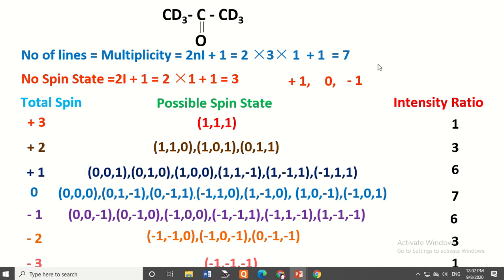In H1 NMR spectroscopy, the intensity ratios are easily calculated by using Pascal's triangle. But in this case, the intensity ratios are calculated in this way.